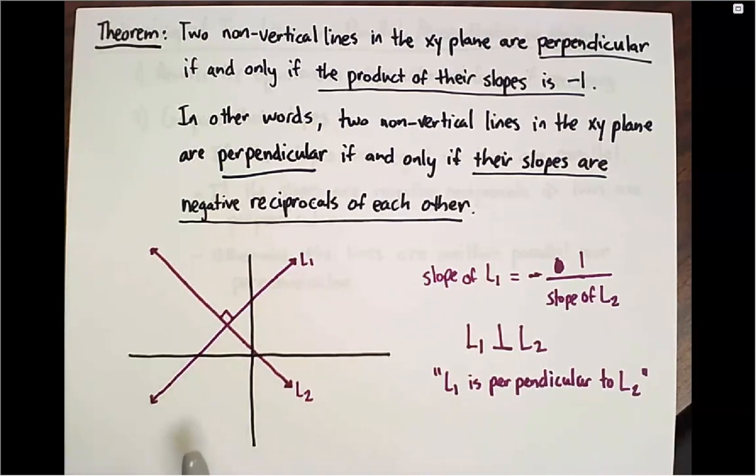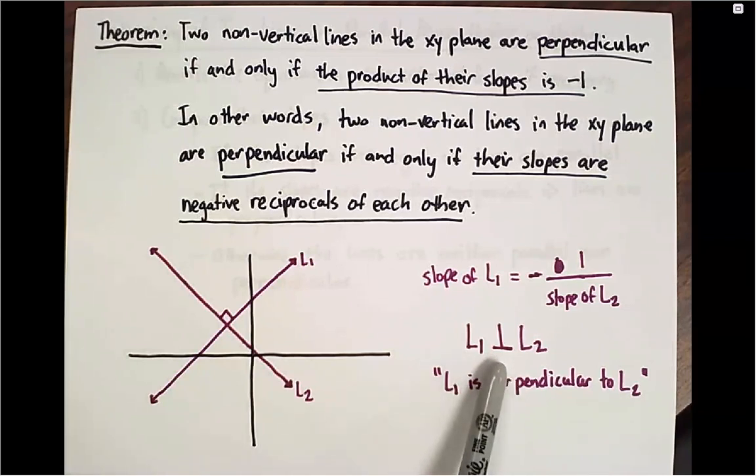Perpendicular lines cross, and when they cross, they form a 90-degree angle. That's what this little box here represents, a 90-degree angle, or a right angle. And so the slope of L1 here is the negative 1 over the slope of L2. That's how we write reciprocals, 1 over whatever.